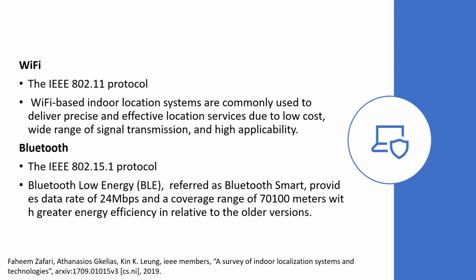Next is the Bluetooth technology. Bluetooth exists within the 2.4 GHz ISM band and comprises the specification of physical and MAC layers to connect various fixed or moving wireless devices within a particular personal space. Bluetooth Low Energy (BLE), commonly known as Bluetooth Smart, which is the latest version of Bluetooth, delivers an increased data rate of 24 Mbps and more energy efficiency with a coverage range of 70 to 100 meters.